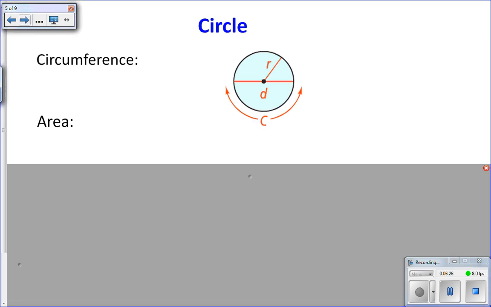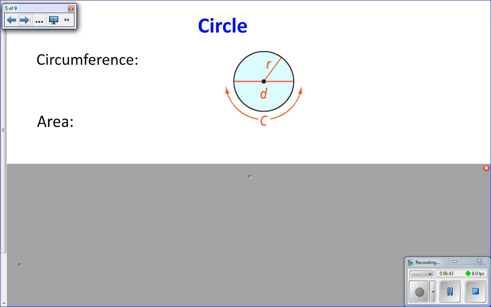All right, finally, a circle. The circumference of a circle is the distance around the outside, just like a perimeter, but we only use the word perimeter for polygons, and we'll get more into what a polygon is later on this year. But we use the word circumference for a circle.